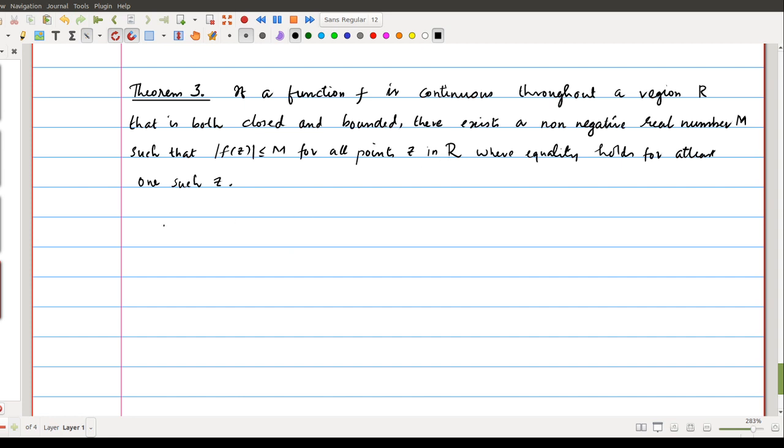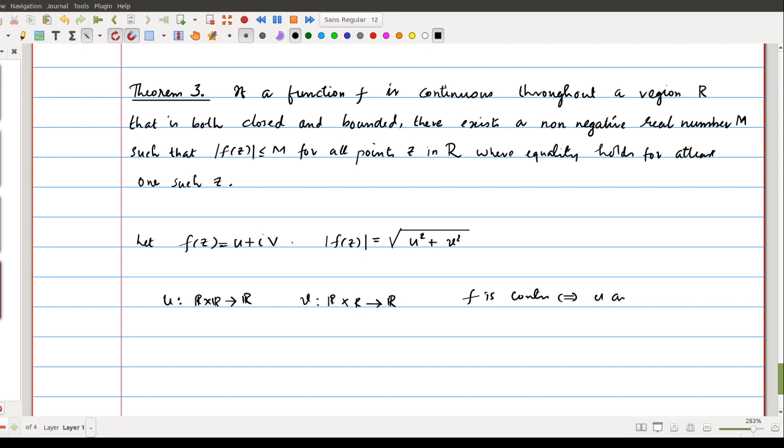We prove this theorem using real functions. We take f of z as u plus iv, that is, u of xy plus i v of xy. Then mod f of z is equal to the square root of u of xy squared plus v of xy squared, where u and v are real functions. This u is a function from R cross R to R, and v is a function from again R cross R to R. So these are two functions. f is continuous if and only if u and v are continuous. We already proved this for limits of functions.